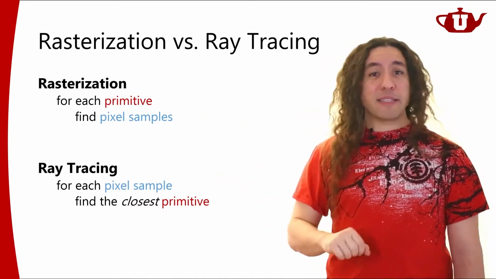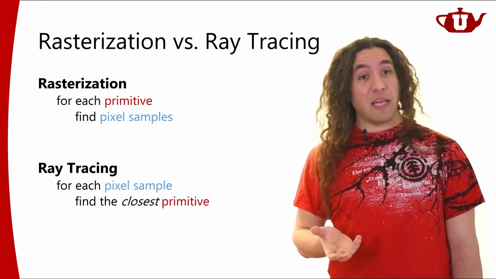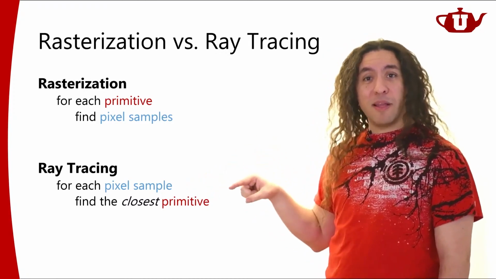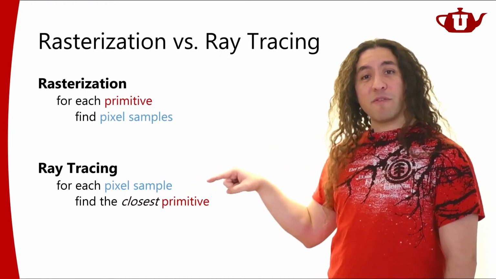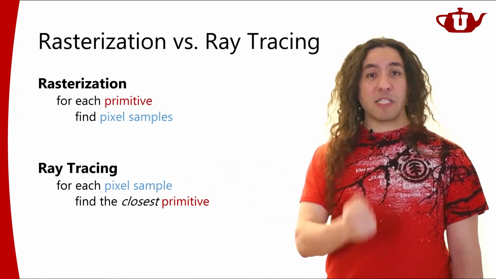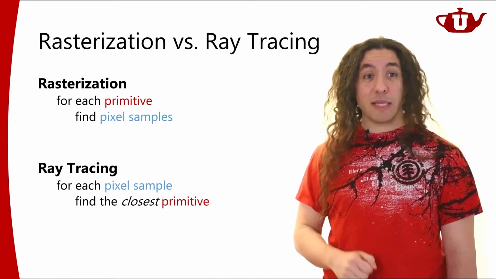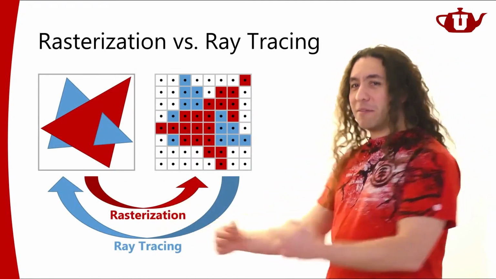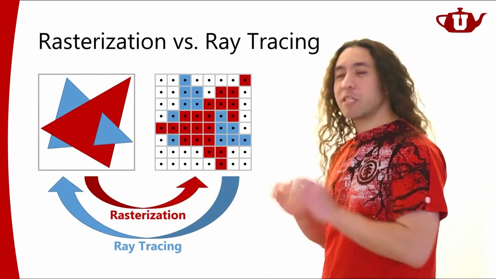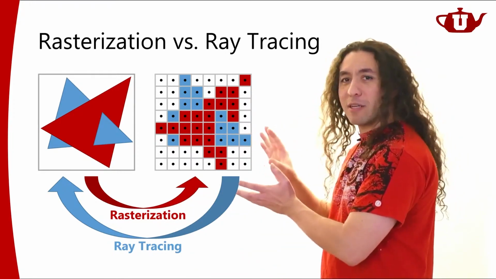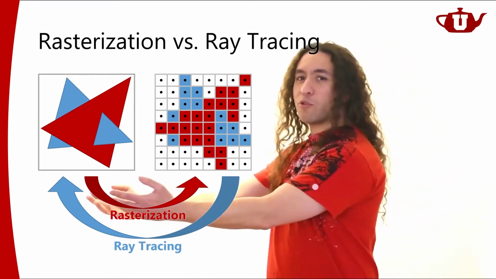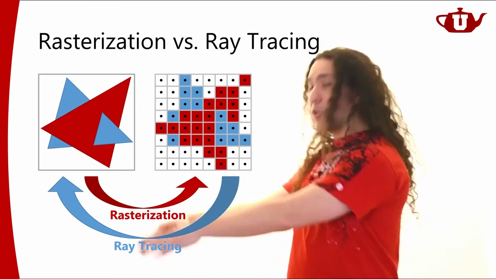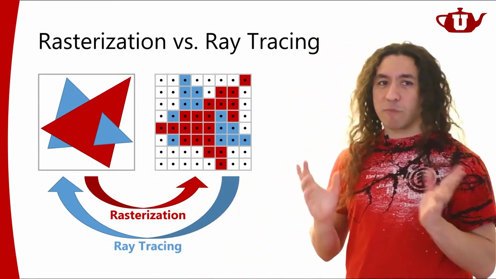Ray tracing is going to execute the opposite loop, the inverse loop. That is, for each pixel sample, we start with pixel samples, and for each pixel sample, it will find the closest primitive that corresponds to that pixel sample. So you can really think of ray tracing as doing the same thing in the opposite way. The goal is still generating this raster image, but rasterization starts from triangles and goes to the raster image, while ray tracing starts with the raster image and goes to the triangles, to do the same thing.